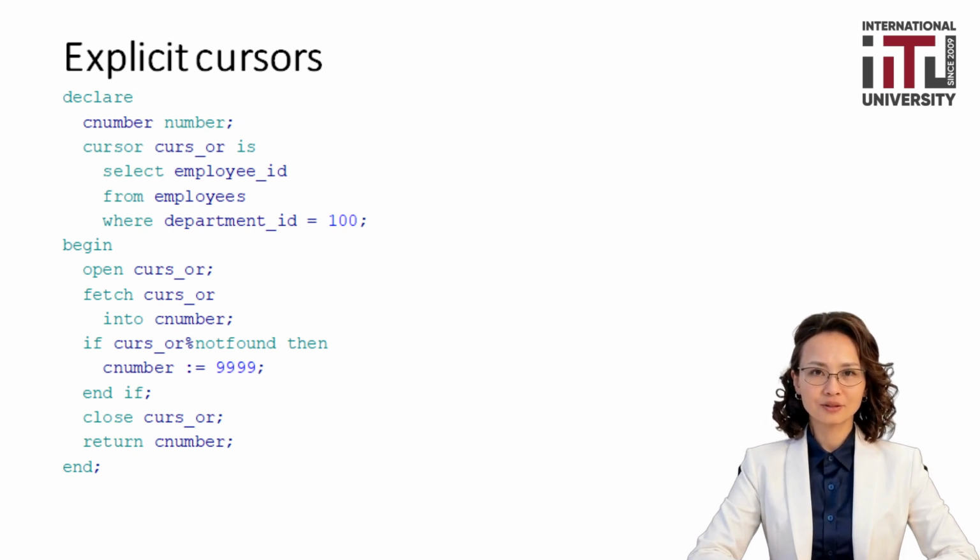First, we declare a variable senumber and define a cursor named cursor, which selects employee IDs from department 100. Then we open the cursor and fetch the first row into the variable. After that, we check the cursor attribute %NOTFOUND. If no rows are returned, we assign a default value of 9999 to canumber. Finally, we close the cursor and return the result. This approach helps handle situations when a query does not return any data, making your program more reliable.